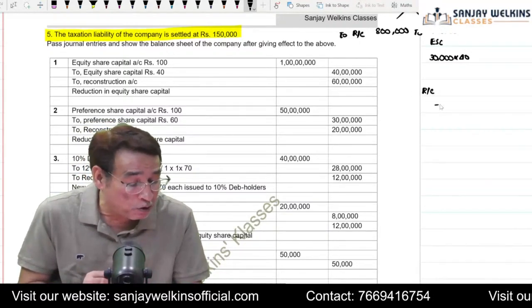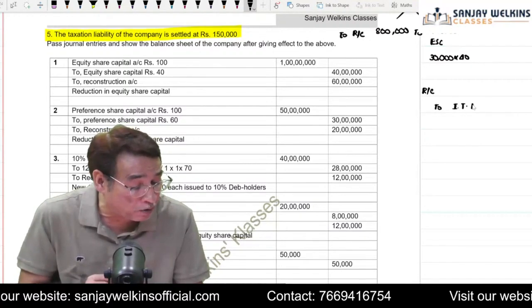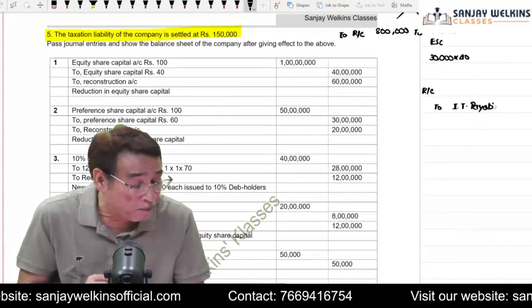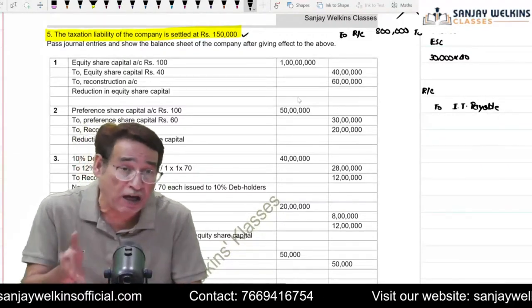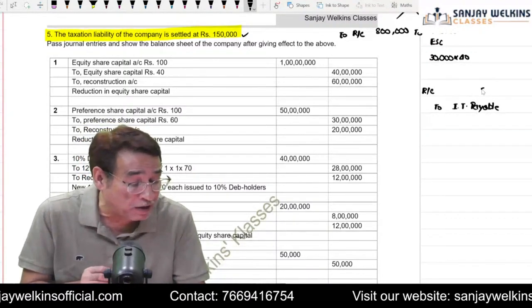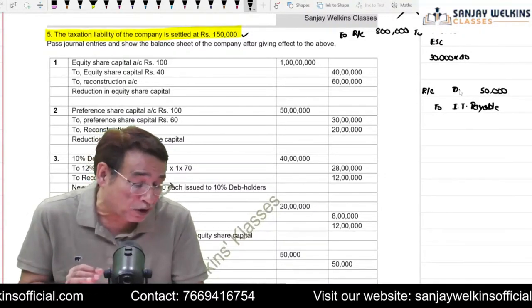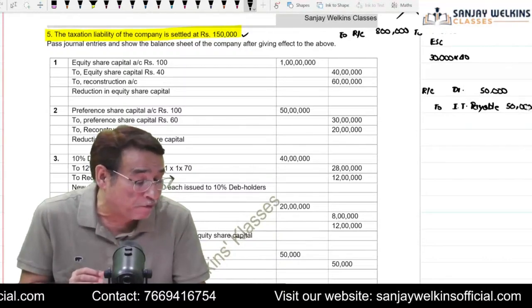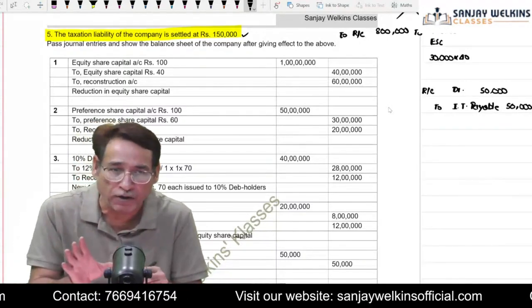So that is the reason first of all, you will have to pass this particular entry: reconstruction account debit, to income tax payable account. Your income tax liability given in the balance sheet is 1 lakh, but below it is stated that income tax liability is to be settled at 1,50,000. That means first of all, it is a loss to you. So that is why you will have to debit the reconstruction account, correct? And your liability has gone up by 50,000.